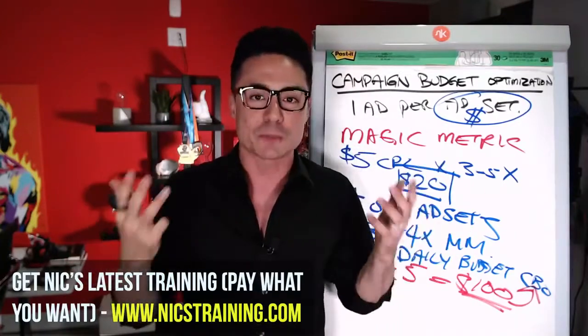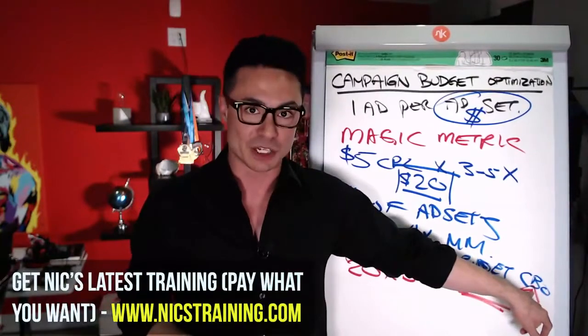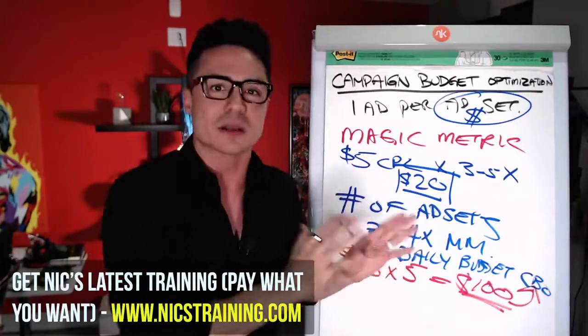Let's call it $100 per ad set. So in this case, 3. And now your campaign budget optimization would be a daily budget of $300. And then you can continue to scale. Again, we're not talking about scaling here.